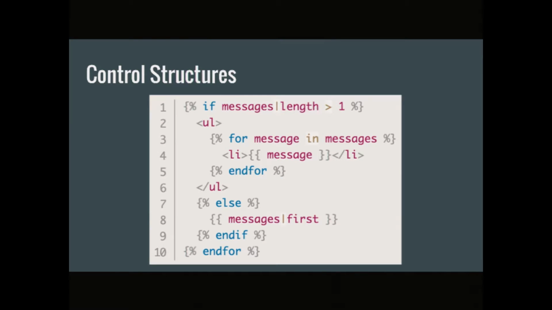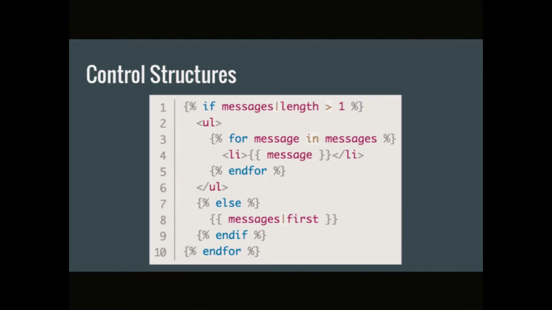This is another example from core. This is what we use for printing status messages. So we have an array called messages that contains all the messages for a page, and we check the length. We apply the length filter, and we check the length. If that is more than one, that means if there is at least one message to print, then we print something. Otherwise, we don't do anything.